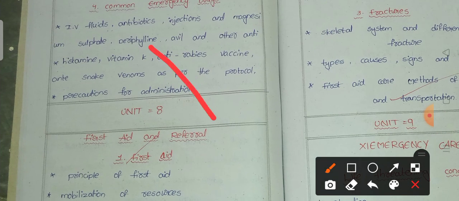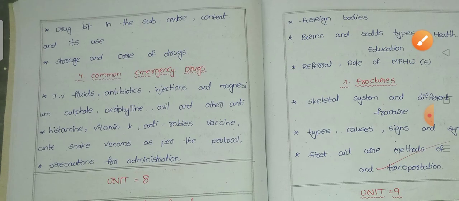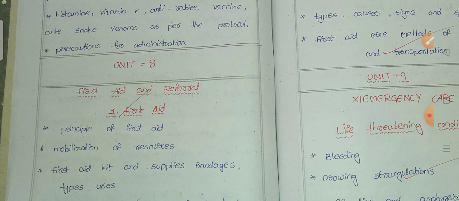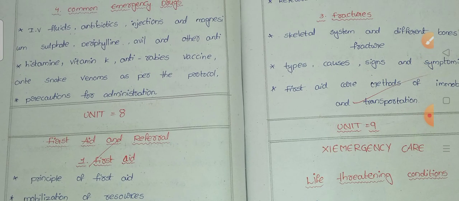Okay, first aid. The second one is minor injuries and ailments. This first aid and referral unit is divided into three partitions: first aid, minor injuries and ailments, and the last one is fractures. In this one, the principles of first aid are important.